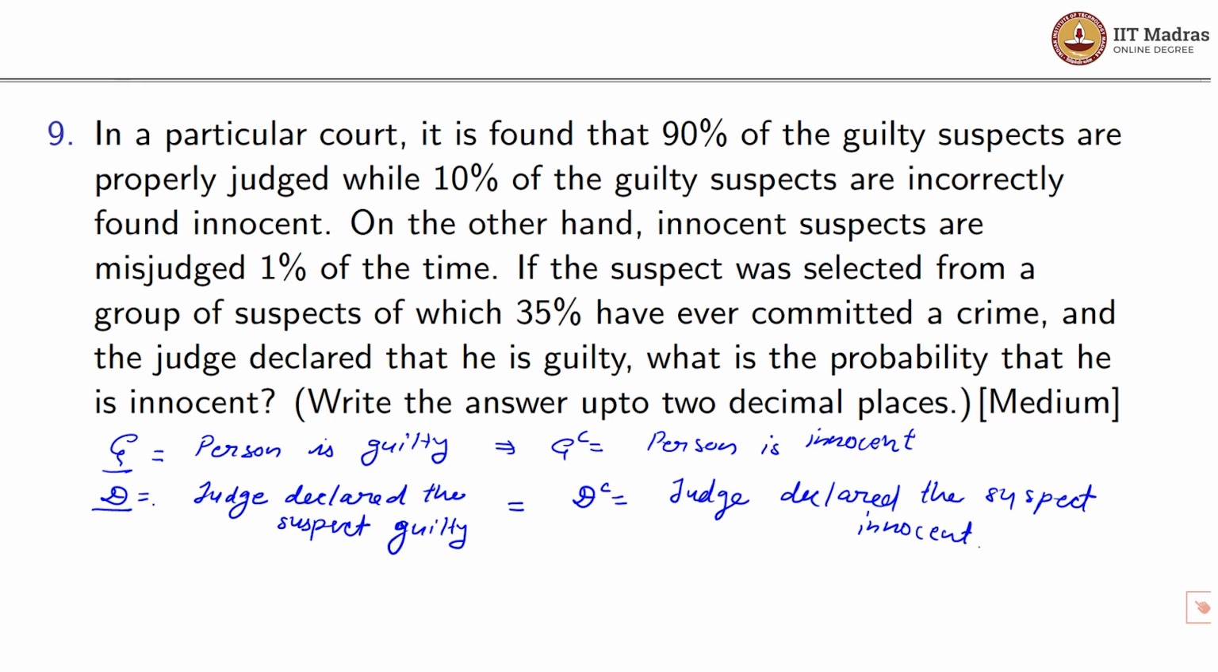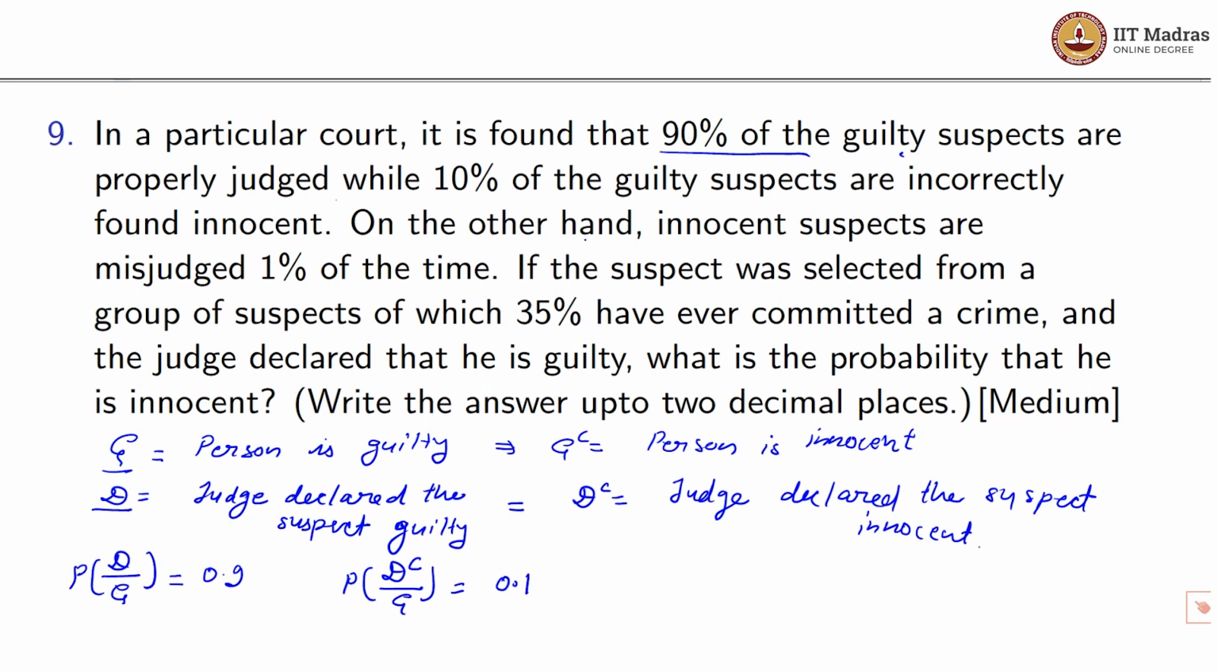Now, what is given to us? It is saying that in a particular court, it is found that 90% of the guilty suspects are properly judged, means that a person is guilty and the judge declared him guilty. That is, probability of D given G is given as 0.9. And 10% of the guilty suspects are incorrectly found innocent. That is, judge declared him innocent. That is D complement, but he is guilty. That is, probability of D complement given G is given as 0.1.